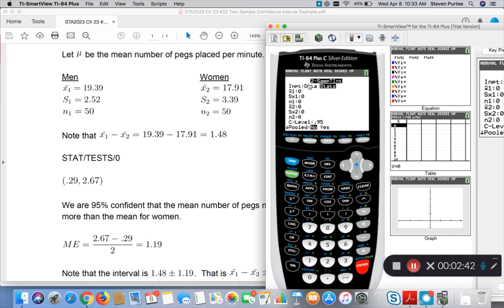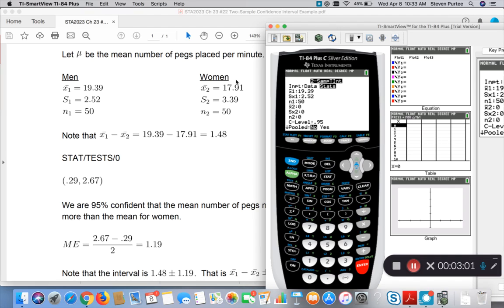We don't know all the data. We don't know 100 pieces of data. We know the statistics, so we hit stats. And then we type in everything we know. 19.39, 2.52, and 50. Make sure you get the ones here.